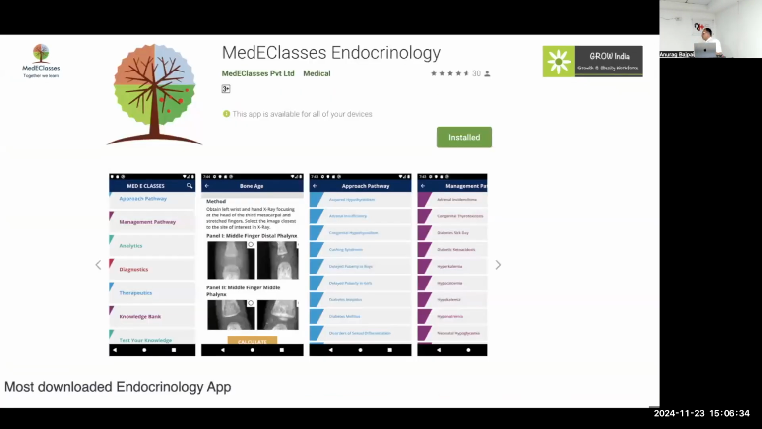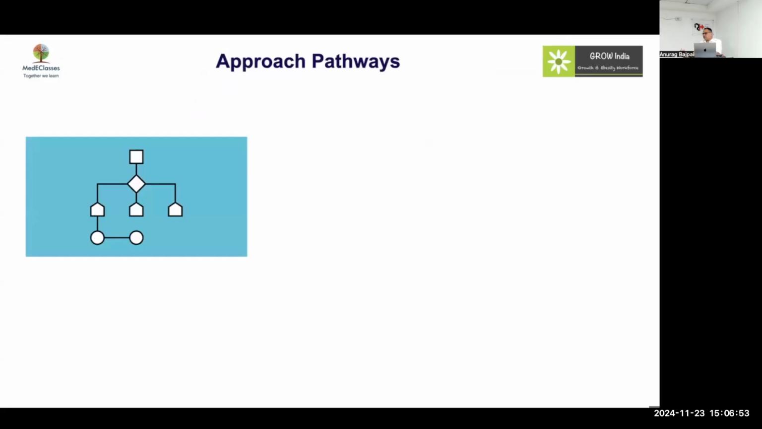So the MedEClasses Endocrinology was the app which was basically released around 5 years ago. It is the most downloaded pediatric endocrinology app, or an endocrinology app, so to speak, with 10,000 installs. There are multiple places where it has been presented, multiple awards have been given. There are publications also which have come out from there. Now, the crux of this app is to try to translate what knowledge is in terms of clinical practice.